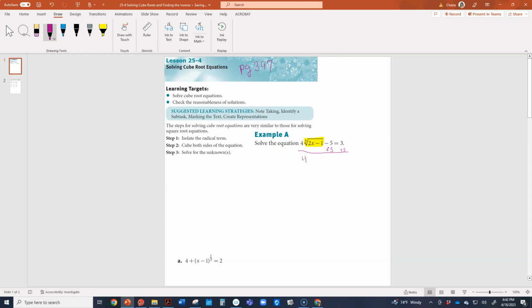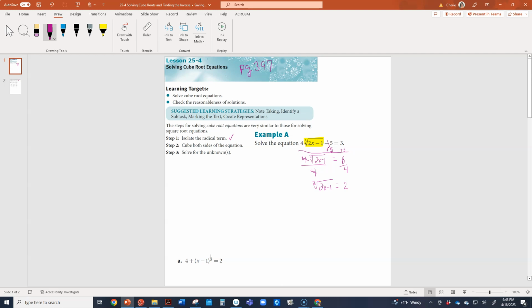So that's going to leave me 4 times the cube root of 2x minus 1. The 5's add to 0, and I end up with 8 on this side. Now I've got to undo the 4. That reads 4 times the cube root. How do I undo times? I divide both sides by 4. Those 4's divide out, leaving me my cube root. 8 divided by 4 is 2. So I've isolated the radical term.